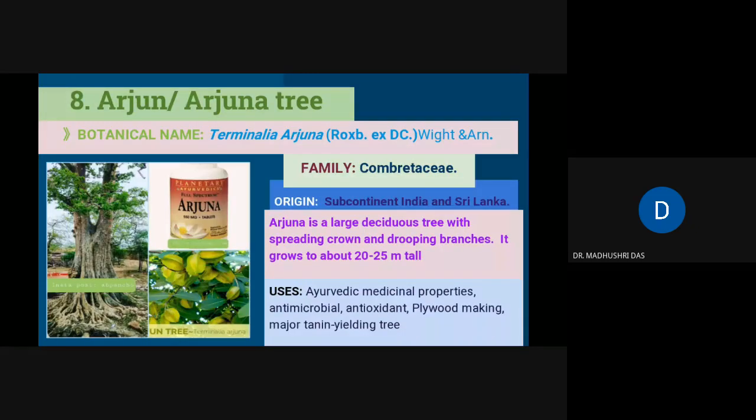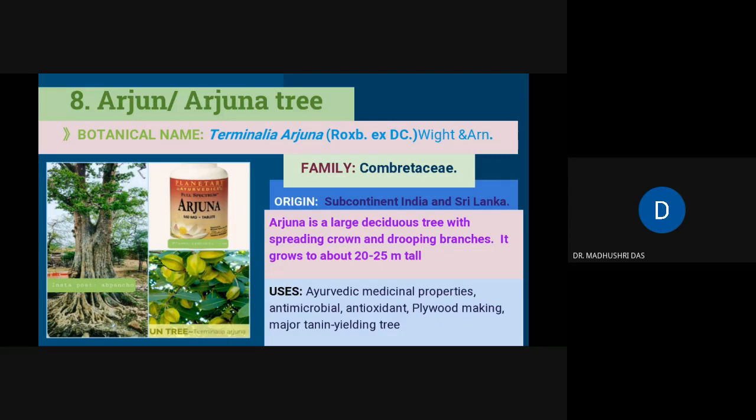Next is Terminalia arjuna, which is commonly known as Arjuna tree. It belongs to the family Combretaceae. It is native to the Indian subcontinent and Sri Lanka. This tree is a large deciduous tree with spreading crown and drooping branches. It grows up to a height of 20 to 25 meters tall.